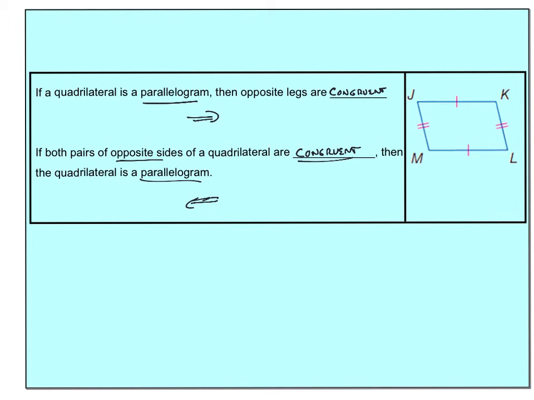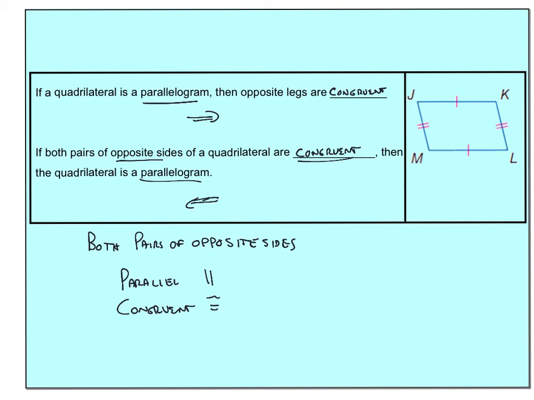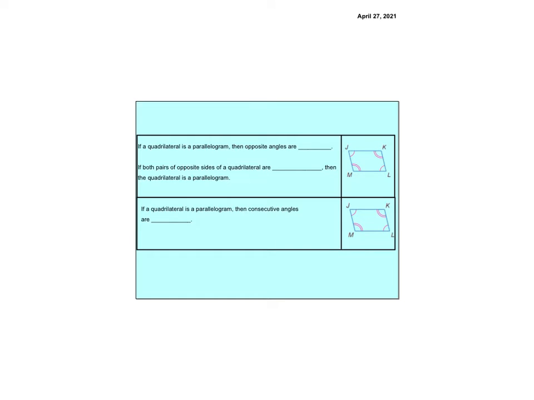And that's kind of what we're talking about. So two things, right? Both pairs of opposite sides: parallel and congruent. So those are the first two. Pretty straightforward, nothing too brain-breaking yet. So both pairs of opposite sides, parallel and congruent. Those are the two big ideas there.